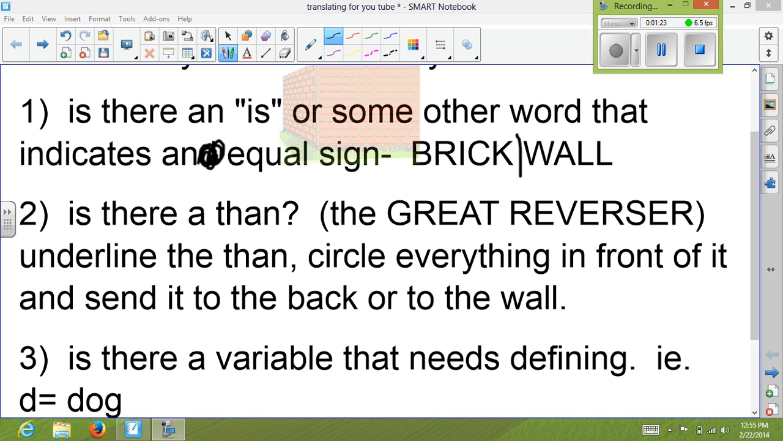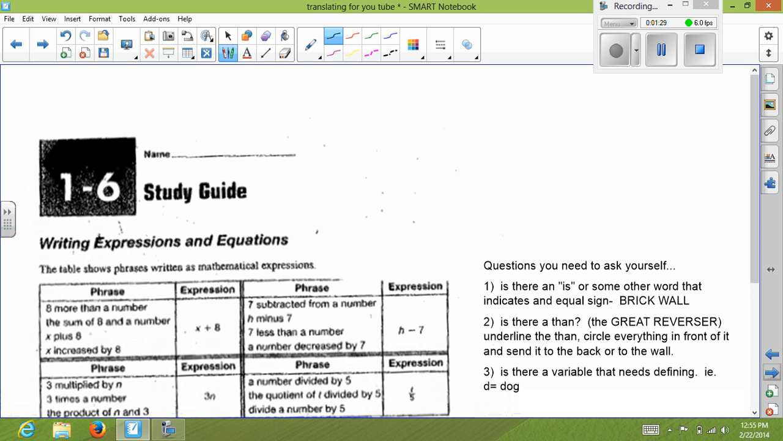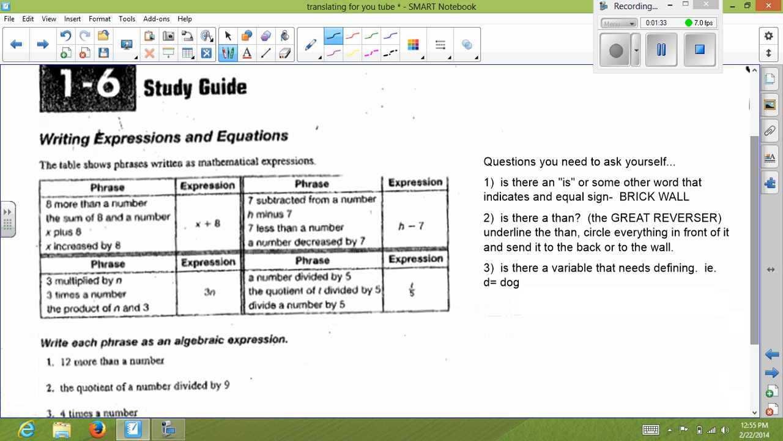So this is the worksheet we went through in class, but I just want to go over it with you again in case you're a little unsure. So let's look at this. Remember at the top of the worksheet, you've got this nice bit of words in here. You also have that chart in your notebook, the one with the circle in the center with the different words around it. Those words are what's going to tell you what operator you're going to use: add, subtract, multiply or divide. And then here I've got the questions I need for you to be asking yourself. Is there an "is"? Is there a "than"? Is there something that needs defining?